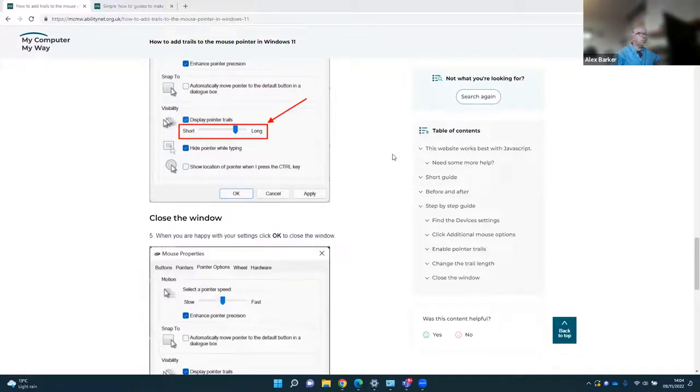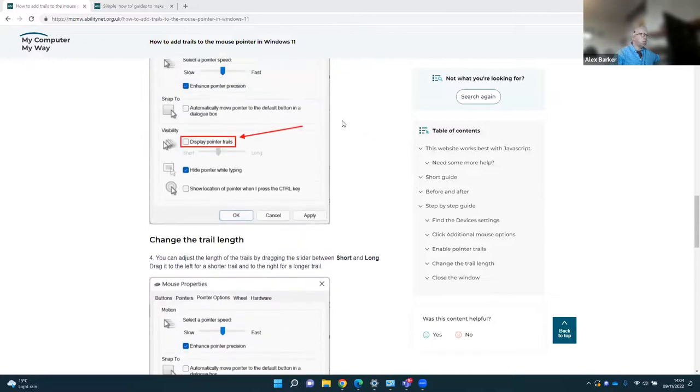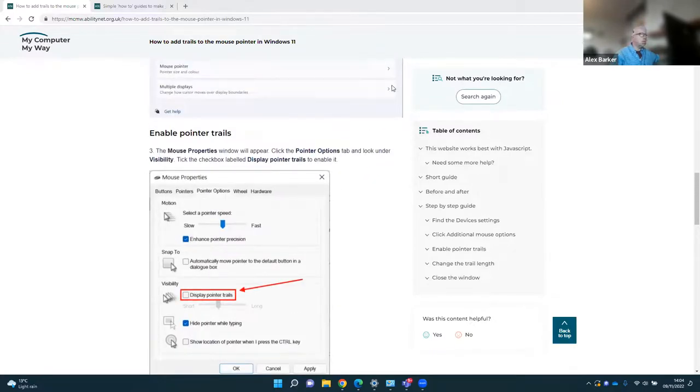It actually talks about lots of different things, from getting VoiceOver to work, to getting Narrator to work, or getting magnification and pointer trails to work. When I'm talking to people on the phone or by email, the easiest way to demonstrate what they can do is to point them towards My Computer My Way. I think it's been on our website for about 8 or 10 years, and I think it's one of the best resources that AbilityNet can offer.